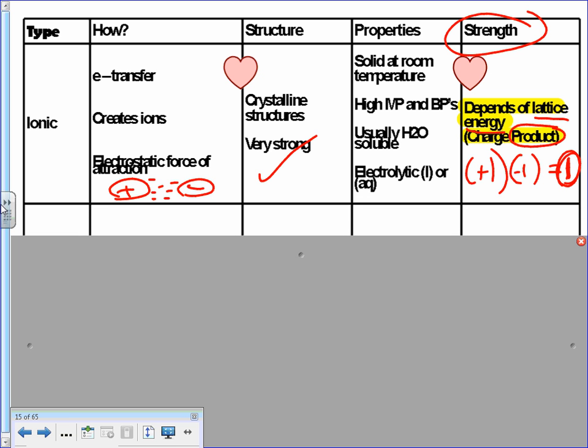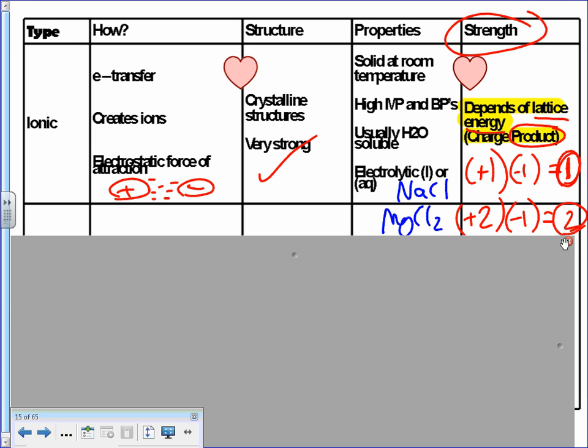Versus magnesium chloride. What's magnesium's charge? 2 plus, and chlorine, so chloride, negative 1 again. So what's their charge product? 2. So who has a stronger bond? Magnesium chloride. That's all this charge product thing is. So magnesium chloride had a 2 plus and a 1 minus charge, and the other one was sodium chloride, which has a 1 plus and a 1 minus. They multiply together. The stronger bond is magnesium chloride. That's all you have to do. Figure out which is the stronger ionic bond.